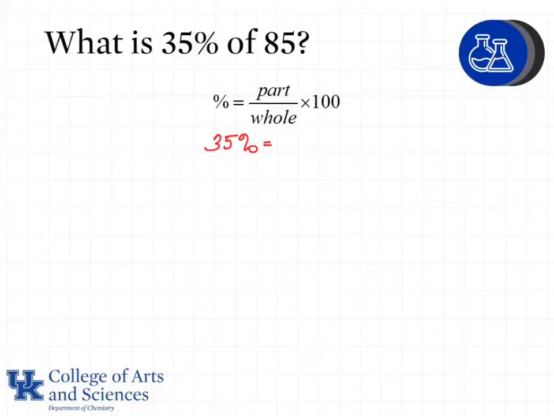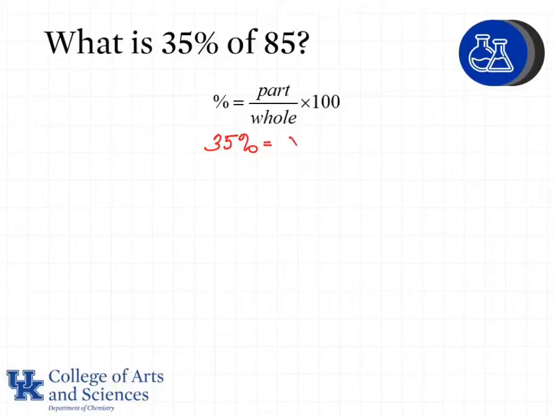35% is given in the problem, so we can fill that in for the percentage, and then we need to decide if 85 is the part or the whole. So we have to look carefully at the way the question is written. What is 35% of 85? And that tells us that 85 is the whole.